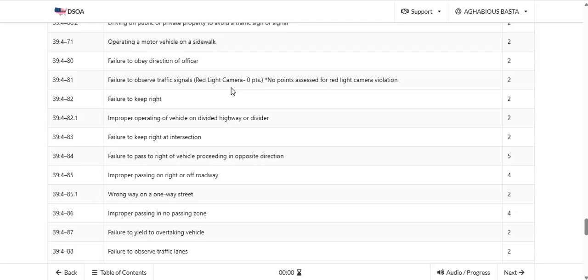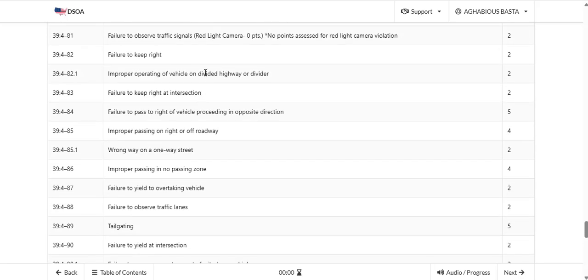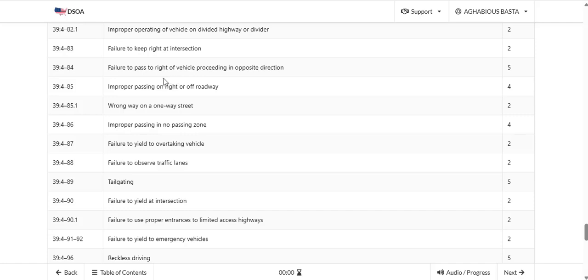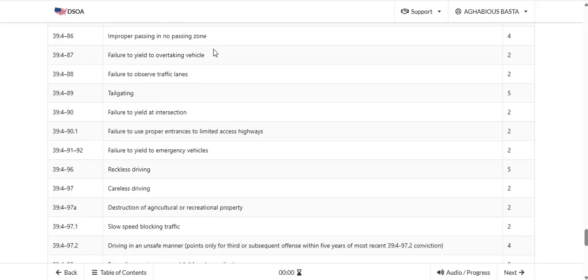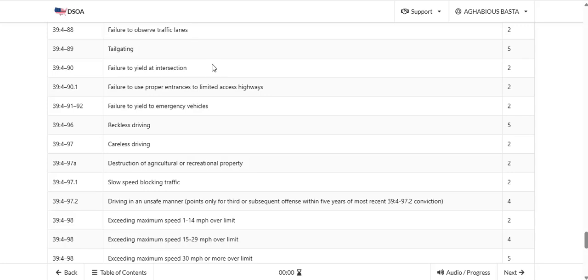No points assessed for red light camera violation. 39:4-82 Failure to keep right. 39:4-82.1 Improper operating a vehicle on divided highway or divider. 39:4-83 Failure to keep right at intersection. 39:4-84 Failure to pass to right a vehicle proceeding in opposite direction. 39:4-85 Improper passing on right or off roadway. 39:4-85.1 Wrong way on a one-way street. 39:4-86 Improper passing in no passing zone. 39:4-87 Failure to yield to overtaking vehicle. 39:4-88 Failure to observe traffic lanes. 39:4-89 Tailgating. 39:4-90 Failure to yield at intersection. 39:4-90.1 Failure to use proper entrances to limited access highways.